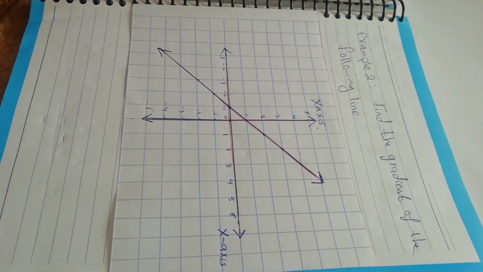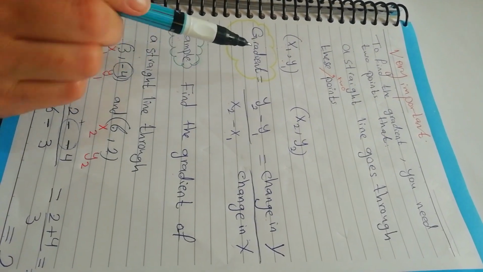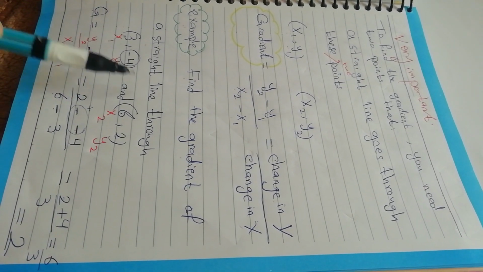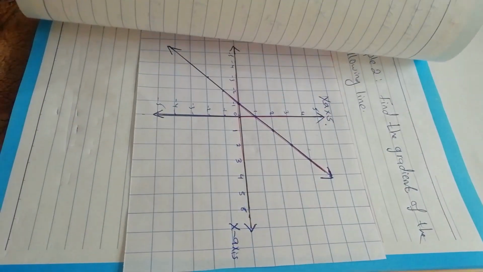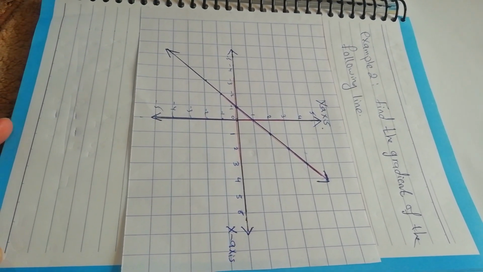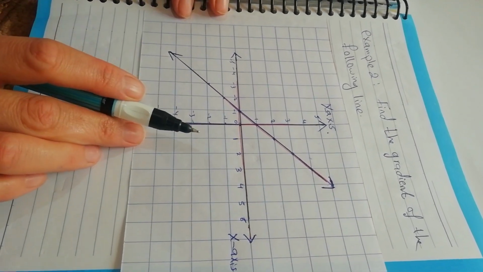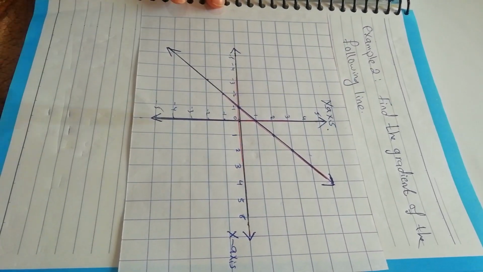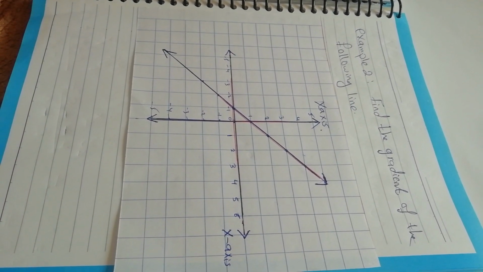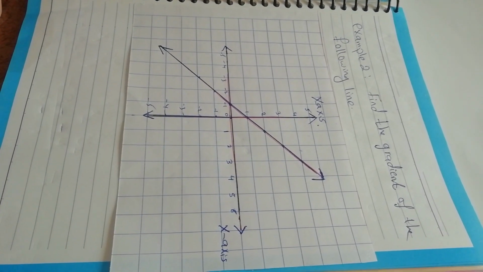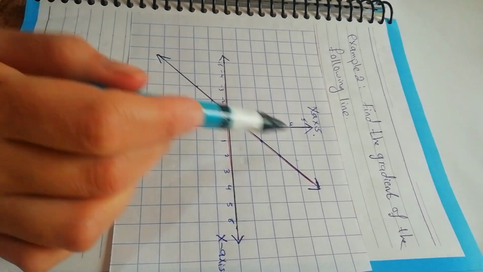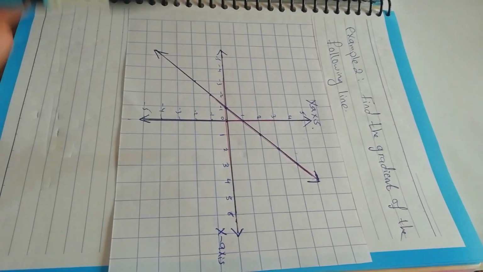Now, in the previous example, we found the gradient by using 2 points through a straight line. Now, here is another way we can find the gradient, by using the graph. Find the gradient of the following line. You have this line. To find any gradient, we need 2 points located on this line. Can you find 2 points here on this line? Can you find any two points?